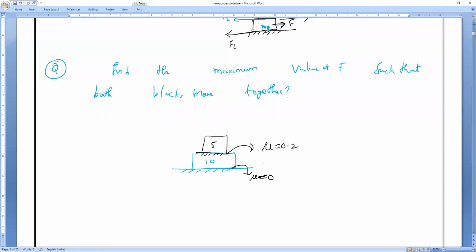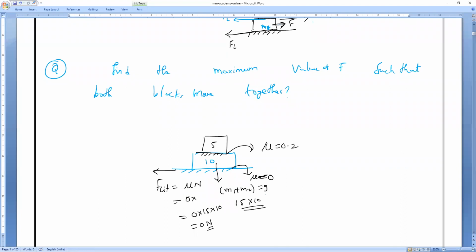Observe very carefully and tell me, what is step 1? Find F limiting for both the surfaces. F limiting is equal to mu into N. As we know, mu is 0, so 0 into N. N means both M1 plus M2. M1 plus M2 means how much? 15 into 10. Am I right, everybody? So 0 into 15 into 10 is equal to 0 newtons. Do you all understand? Please respond.